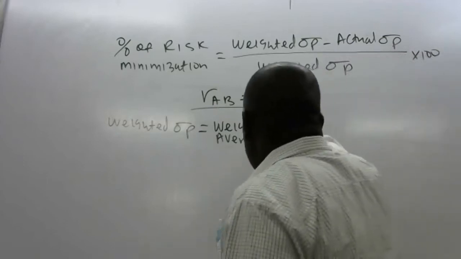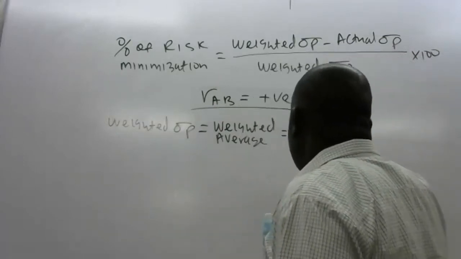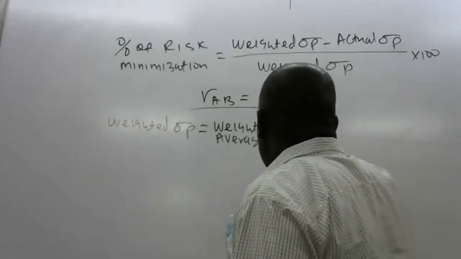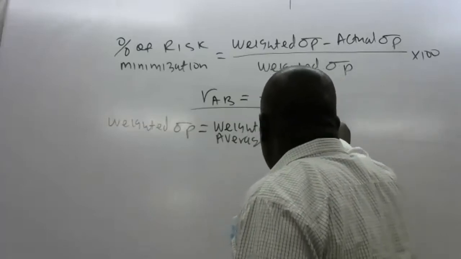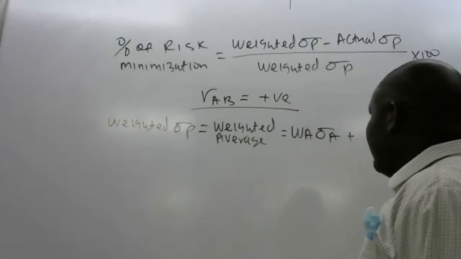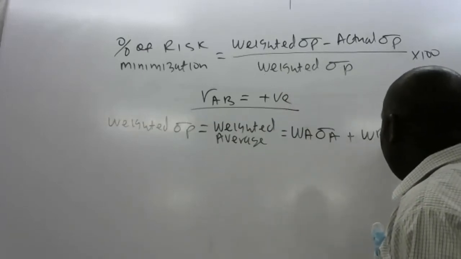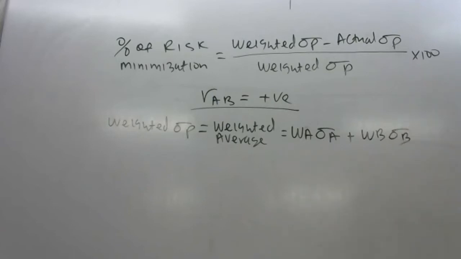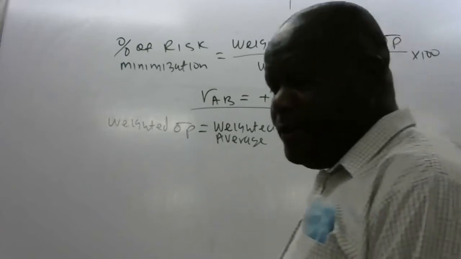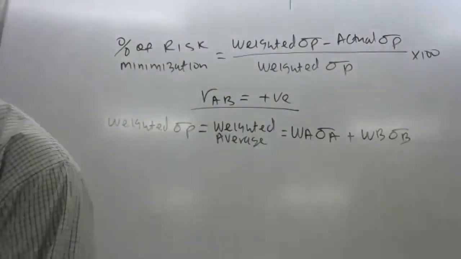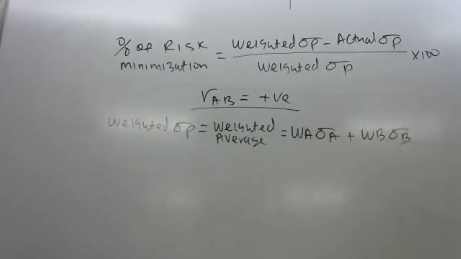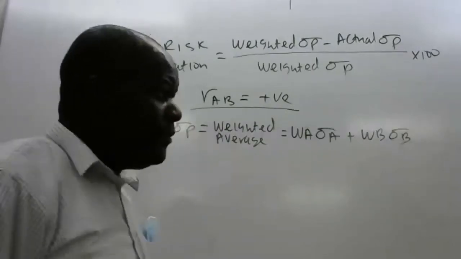Where we get the weight of A multiplied by the standard deviation for A, plus the weight of B multiplied by the standard deviation for B, in that manner. If it is negative, we normally subtract. But when it is positive, we add.